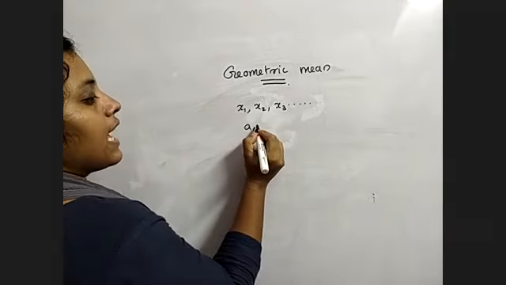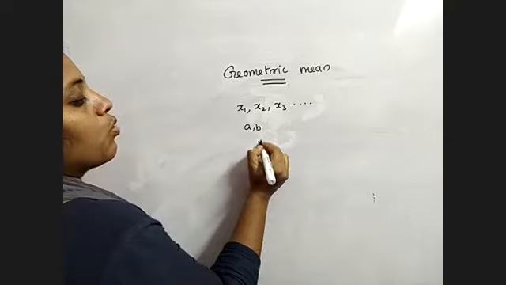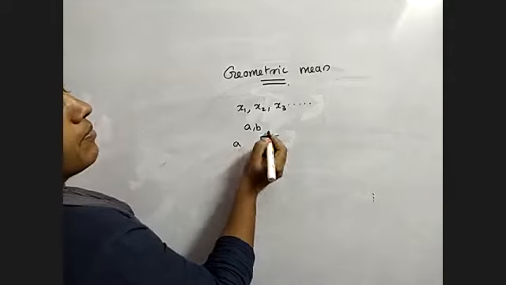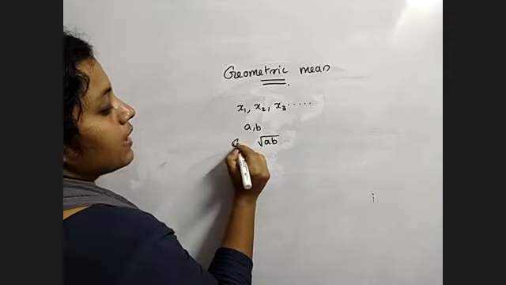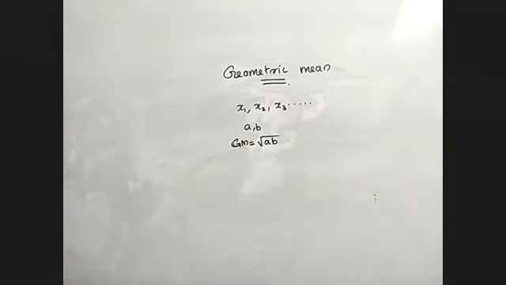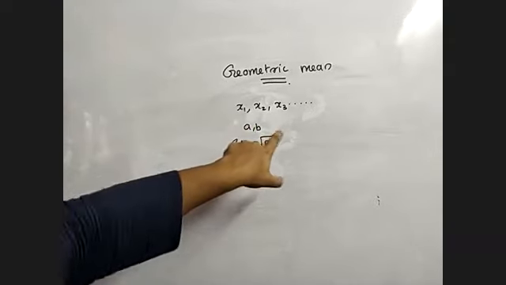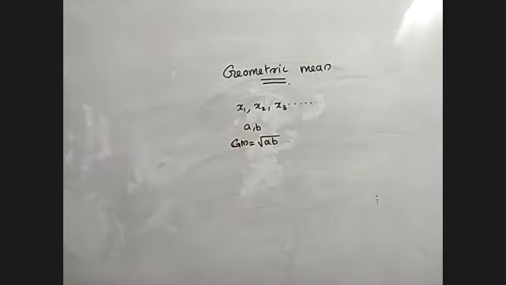If you are given A and B, root of AB is the geometric mean. If two terms of a GP are A and B, then its geometric mean is root of AB. Understood? Usually they'll ask with only two terms. They'll give the arithmetic mean of two terms, they'll give the geometric mean of two terms, then ask what its harmonic mean is. Like that, questions are asked.